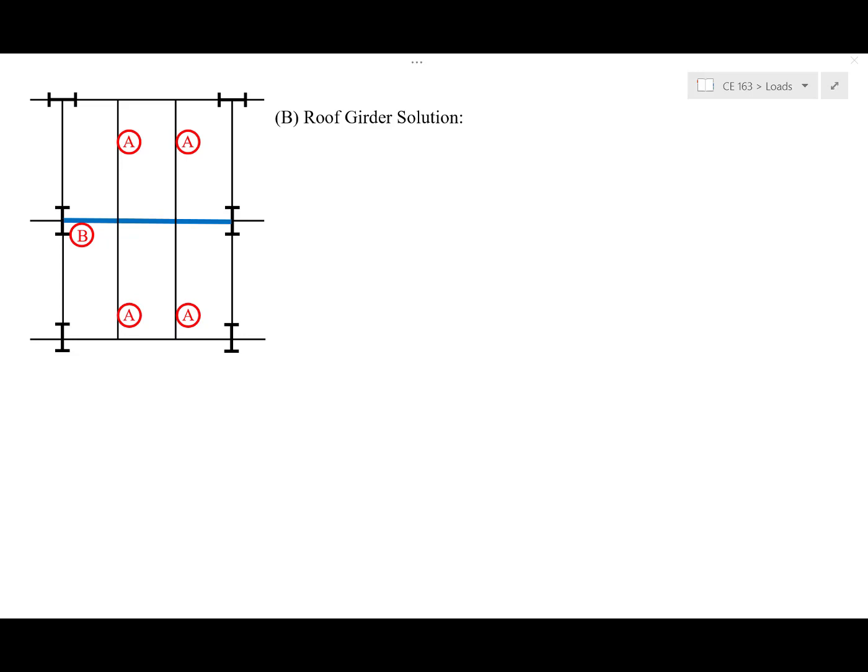Alright, we're starting with the roof girder now. If you haven't taken a look at the roof beam solution, make sure you do so before moving on to this one, because we're going to use information from that member.